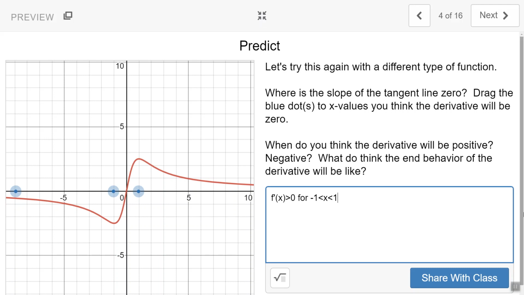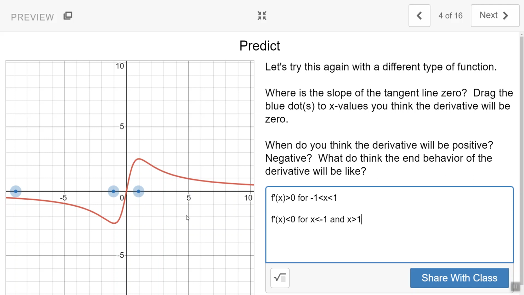When do you think it'll be negative? So we think f prime of x will be, oops, not double prime yet. We'll get to double prime stuff. F prime of x will be negative or less than 0 for, okay, where is it going to be less than 0? Where do you have negative slopes, kids? So less than -1. So left of -1, right? And where else? Greater than 1, or right of 1, right?